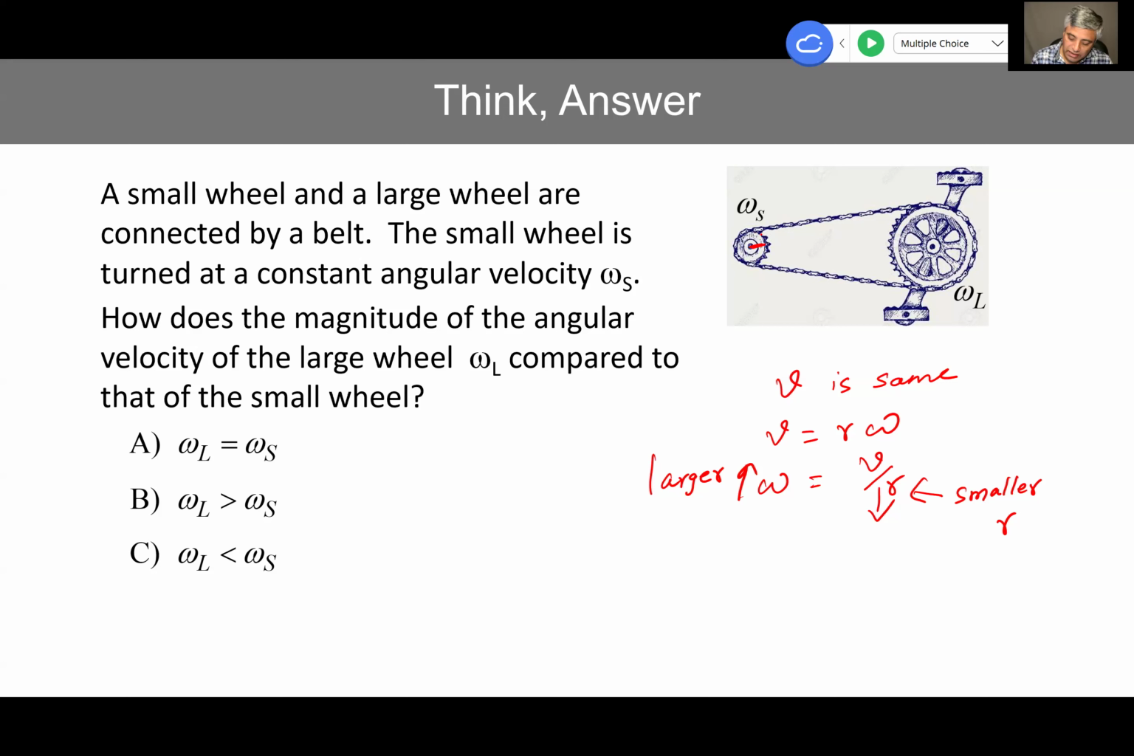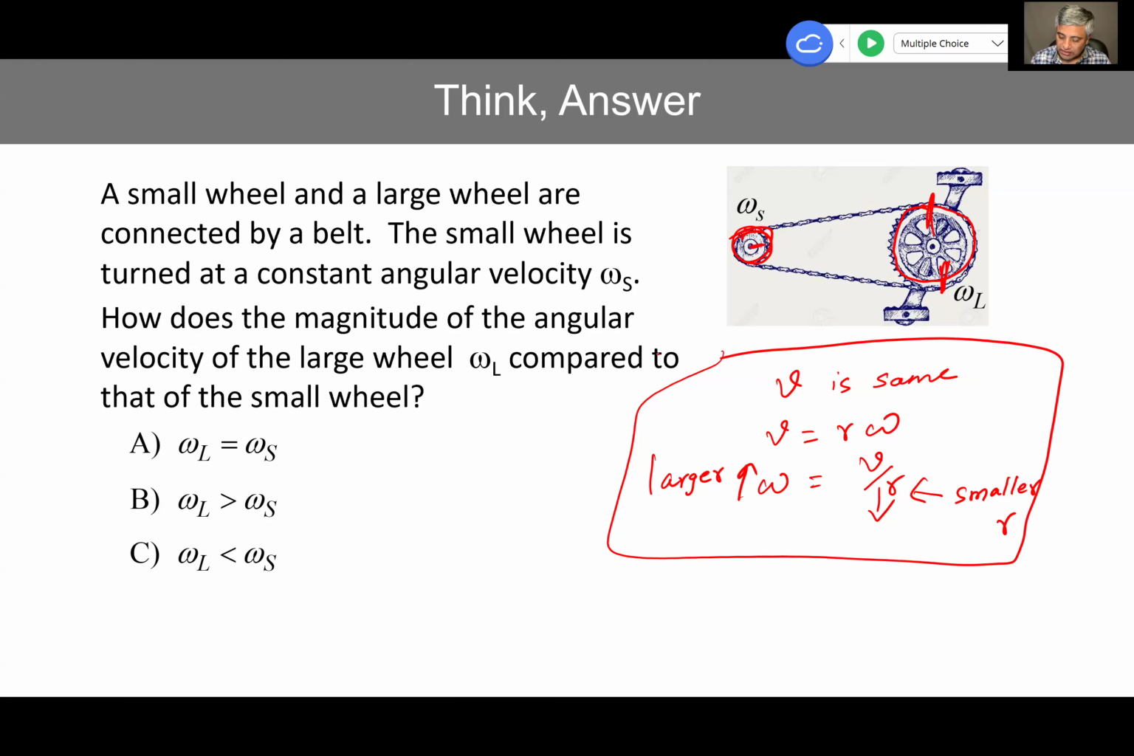Another way to look at it, see here, when it spins once, since they are connected, it may even spin twice, because by the time it goes from here to here, it may have already gone once and so on. But mathematically, this is how I like to talk, okay?